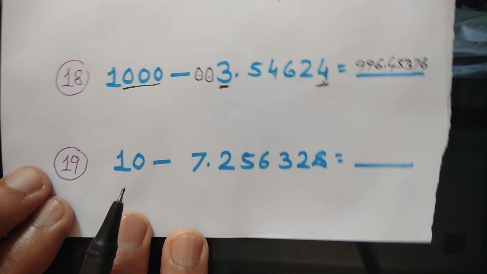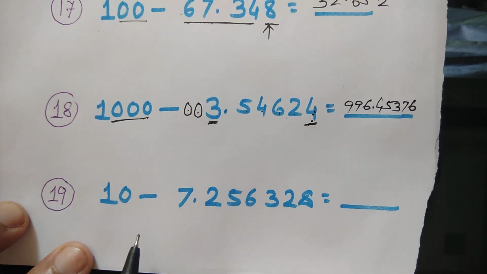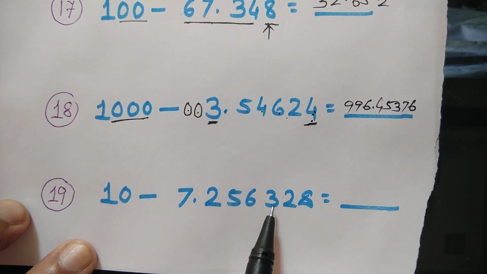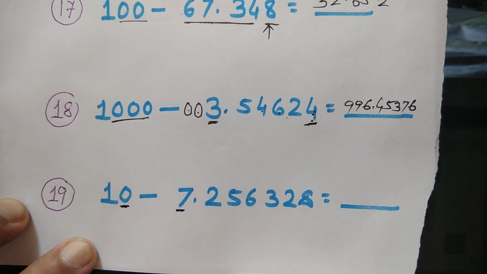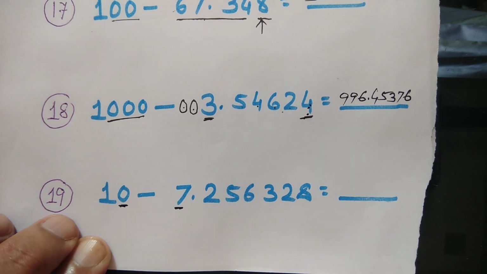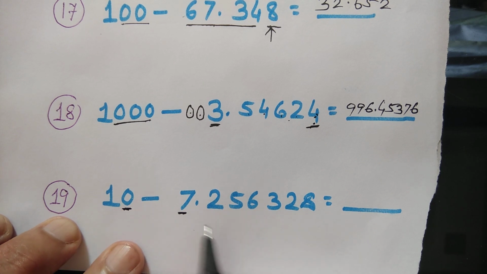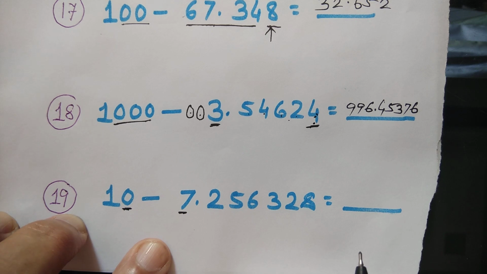Let us one more practice. 10 minus 7.256328. Here one digit number, here one digit number. So first condition is clear. Let's apply the formula. All from 9 and last from 10.